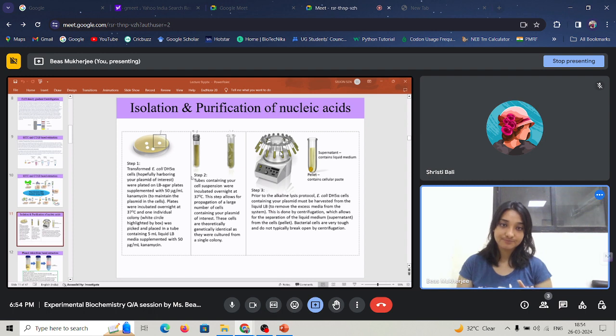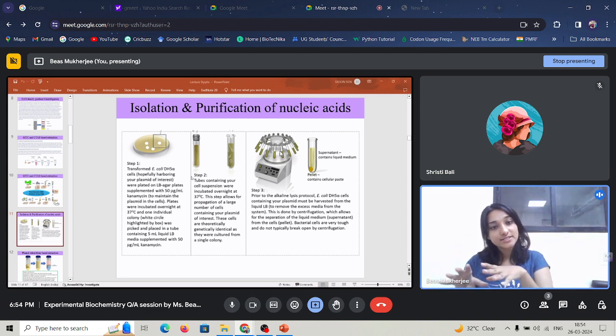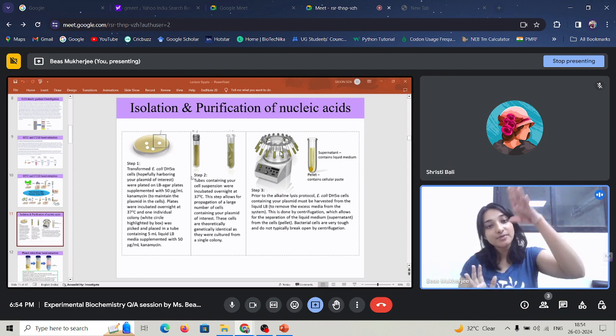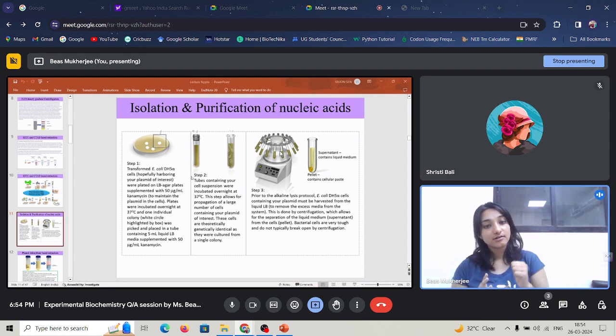You centrifuge it. Prior to alkaline lysis, which is another method for plasmid isolation, you centrifuge the whole thing. When you centrifuge, all the cells go to the pellet. The pellet contains all the cells, and all the liquid media is in the supernatant. You throw away the supernatant, collect the pellet, and then you add the buffers gradually. We will learn about the different buffers. This is called harvesting the cells, to remove excess media from the system.